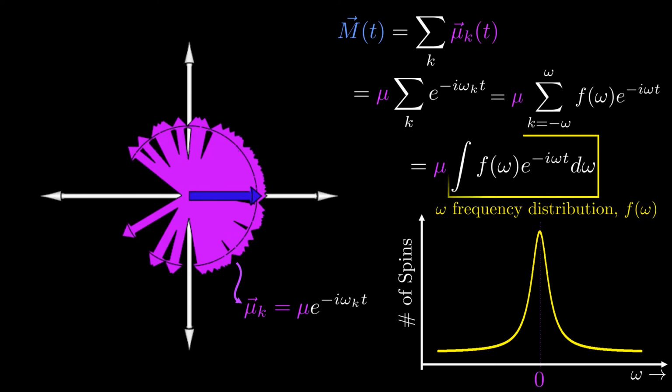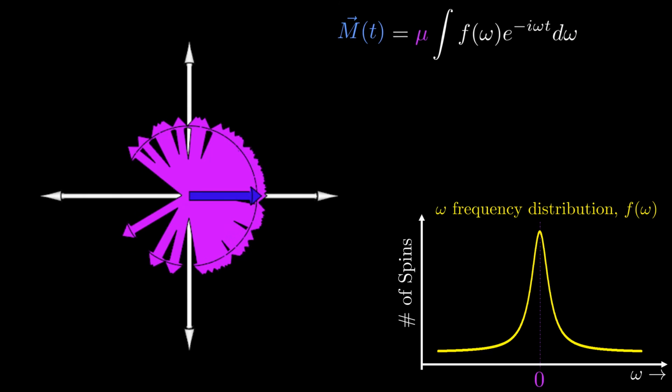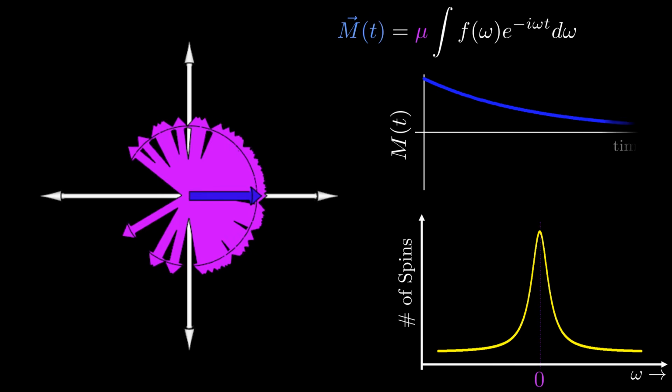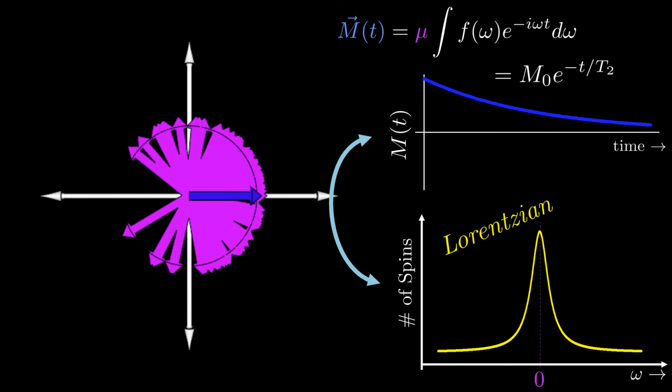OMG. This is the definition of the Fourier transform of the frequency distribution f of omega. This means that the rate at which our signal decays in time reflects the distribution of frequencies our spins possess, and vice versa. The way I drew this frequency distribution here was not an accident. It's called a Lorentzian distribution, and we'll do a deep dive into the actual math in a later lecture.